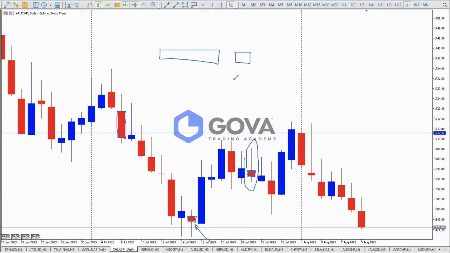But this rectangle I'm talking about, I'm not talking about a rectangle in this form. I'm talking about a rectangle in a form like this, not a rectangle like this. Because in a form like this, it is going to be a doji candle. A doji candle is not what we are looking for. All right. Now let's move on.